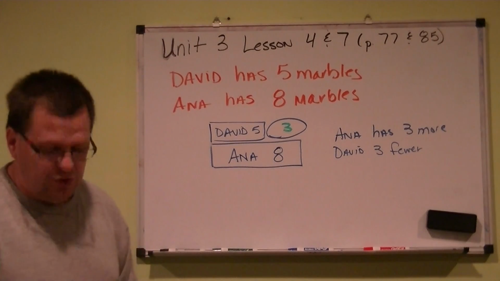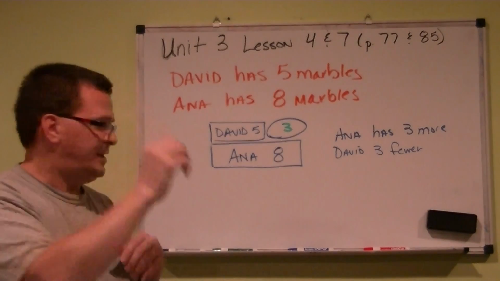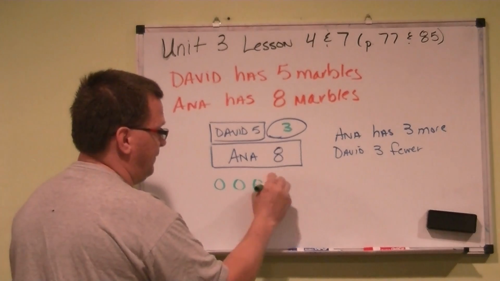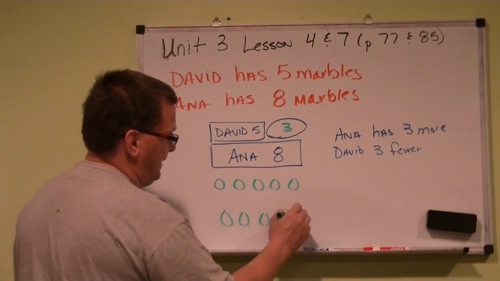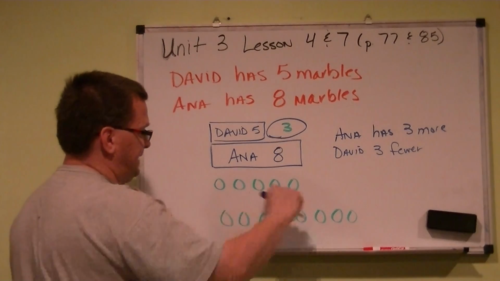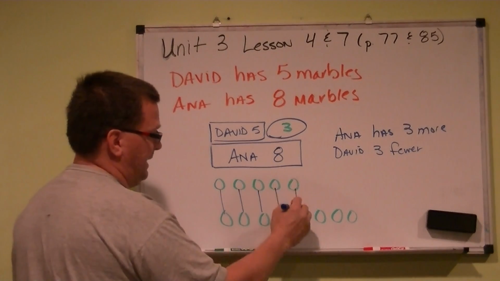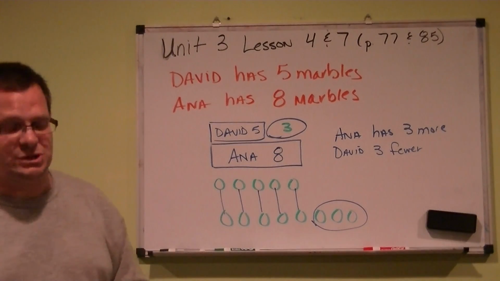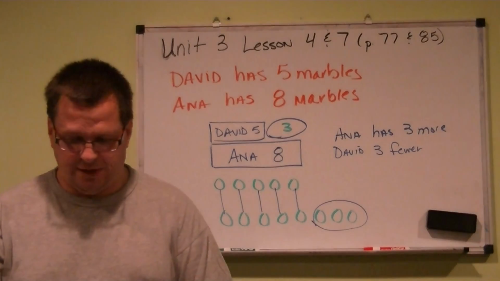And there's a comparison drawing too. You can see it also on that page where they have the little circles: 1, 2, 3, 4, 5 for David, 1, 2, 3, 4, 5, 6, 7, 8 for Anna. And then you can draw lines to connect them, 1, 2, 3, 4, 5, and then that's your extras. So that would be another way to answer that question.